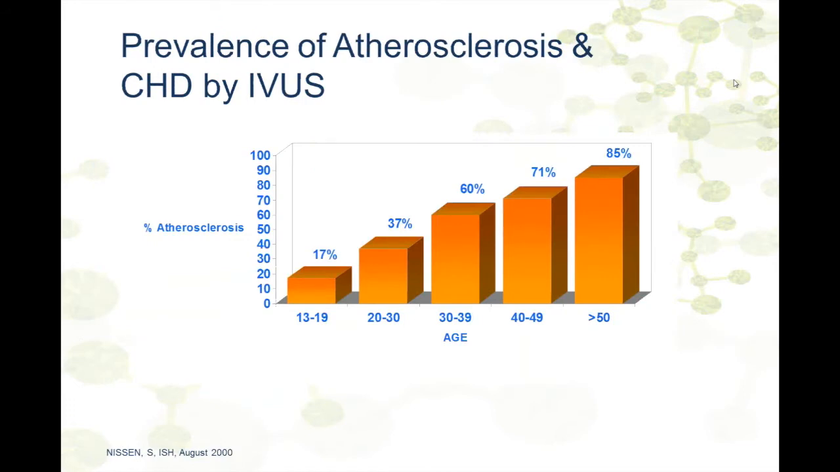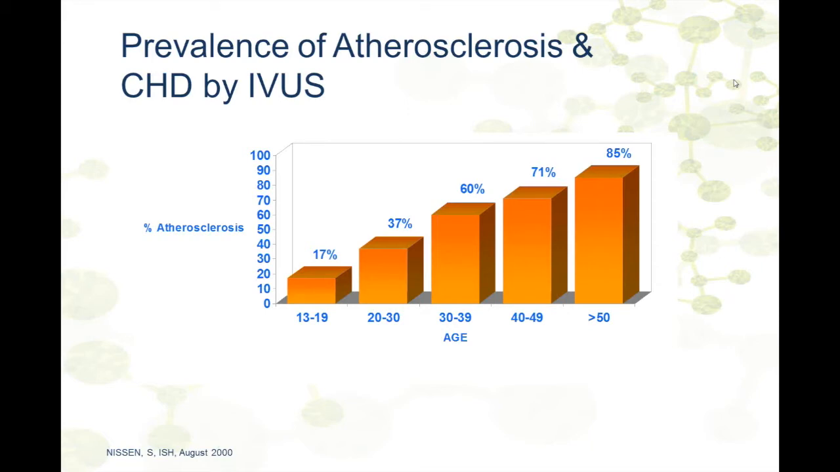If you do intravascular ultrasound by placing a probe inside the coronary arteries, you can see that this disease, again, starts at a very early age. And in this particular study, this was done 14 years ago, by the age 39 in the United States, 60% of people had coronary heart disease as defined by intravascular ultrasound. And this shows you how that looks with an arteriogram.